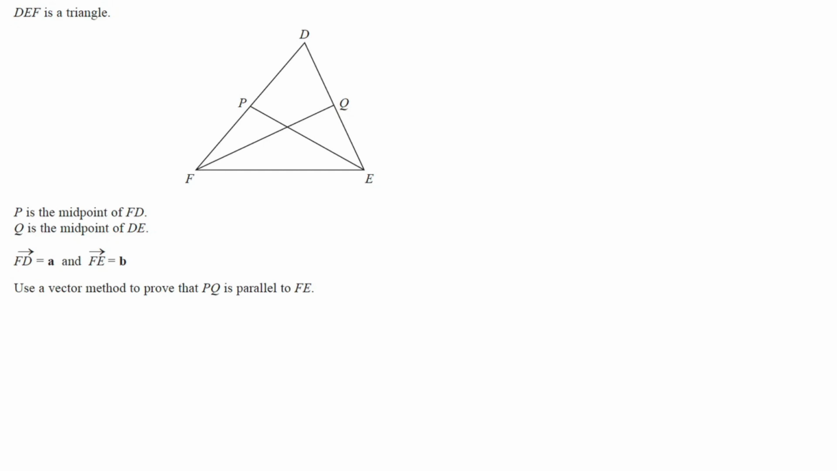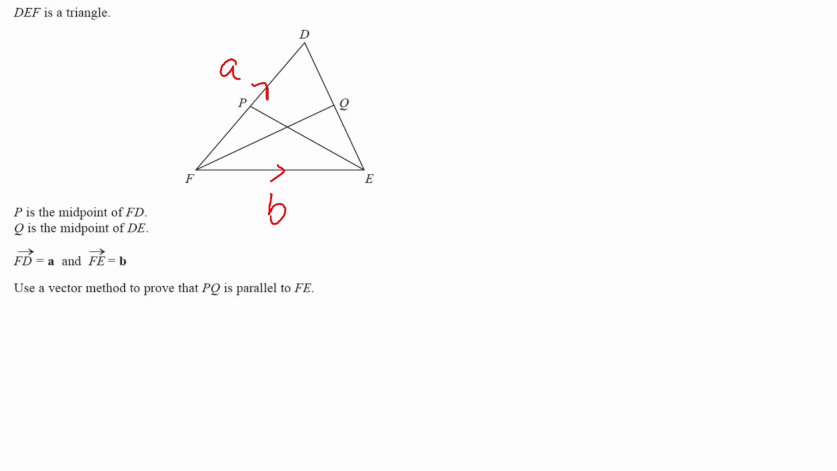So F to D is equal to A, so I'm just going to pop that on my diagram. F to D, so we're going this way, is A. And F to E is equal to B. Make sure your arrows are going in the right directions as well. So first vector to second vector, point to point. Use the vector method to prove that PQ is parallel to FE.